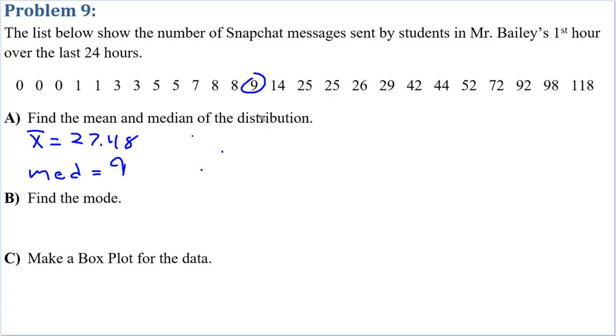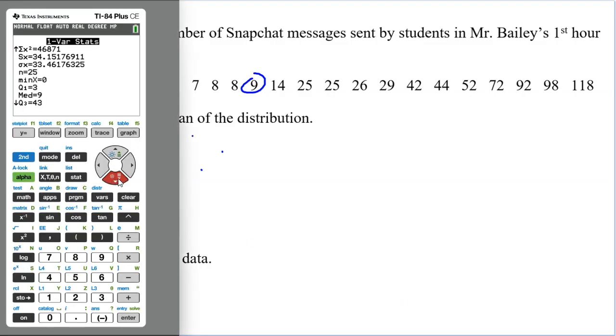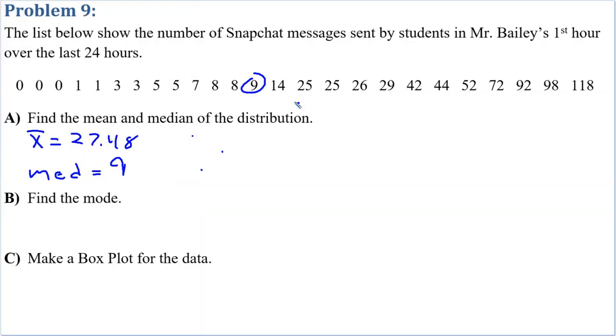Okay, find the mode. Now, this doesn't show mode anywhere on it, so I actually do have to look at my distribution to figure out which one shows up the most. In this case, it's just a 0. There's 3 of them.